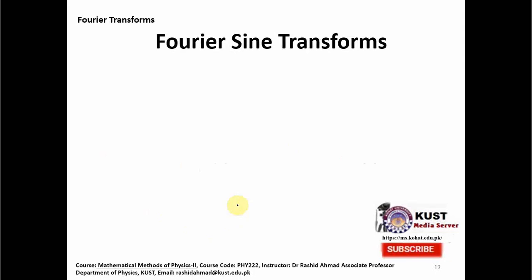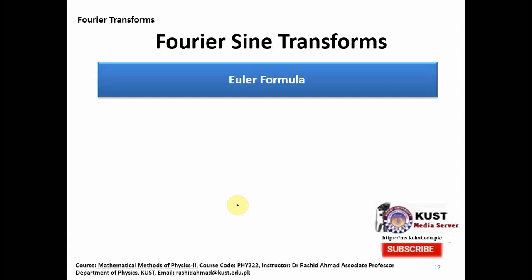But if you remember that in the case of Fourier series, we did the Fourier sine series and Fourier cosine series separately for odd and even functions. And similarly, we can do the Fourier sine transforms and Fourier cosine transforms as well, for odd functions and for even functions. So first let me show you the Fourier sine transform, and it is very simple and straightforward.